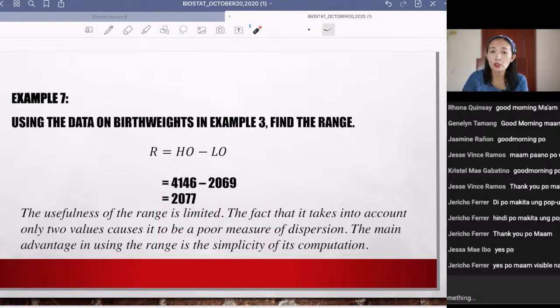Now, note that the usefulness of the range is limited. The fact that it takes account of only two values makes it a poor measure of dispersion because not all values are considered. The main advantage in using the range is its simplicity in calculation. Very easy to calculate.